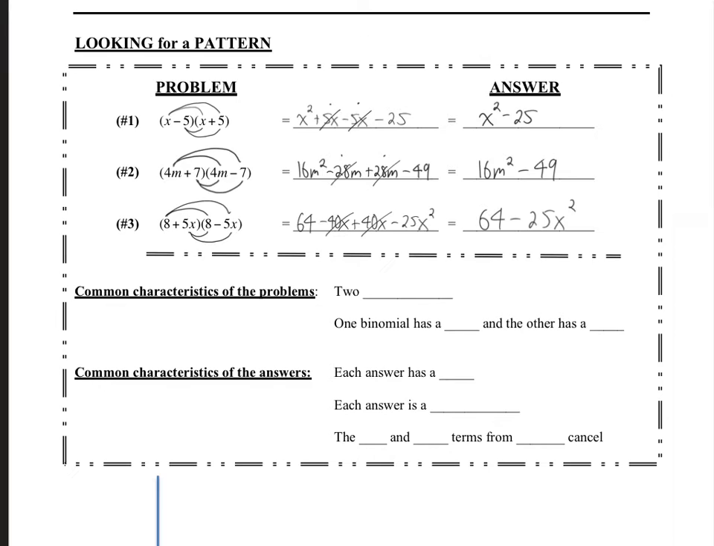So some common characteristics. There are going to be two binomials, the original problem. And one binomial is going to have a plus and a minus. Do you see how we have a plus and a minus here? We use red. We have minus and plus, we have plus and minus, and we have plus and minus, okay? Each answer has a what? Look at the answer here. What's in the middle of all these? In the middle, we have a subtraction symbol. Each answer has a subtraction symbol. And how many terms do each of these answers have? These have 2 terms each, which is called a binomial when we have 2 terms.